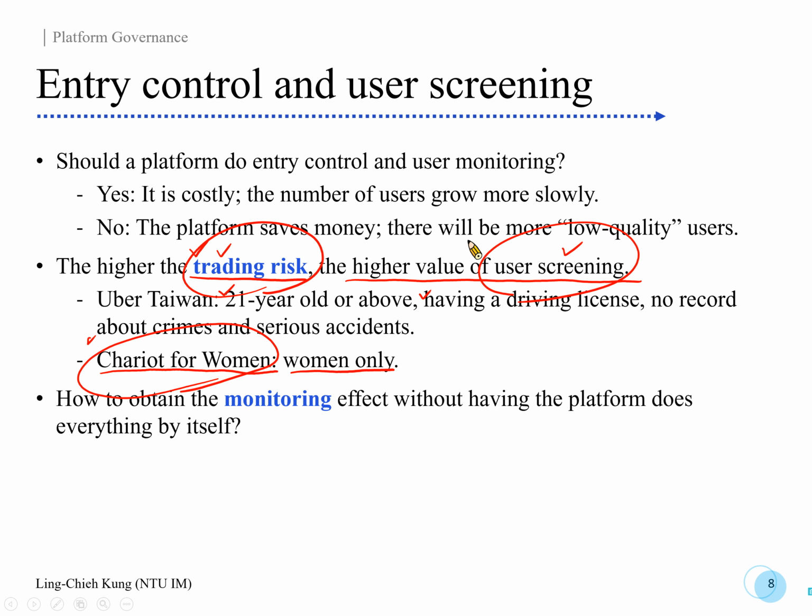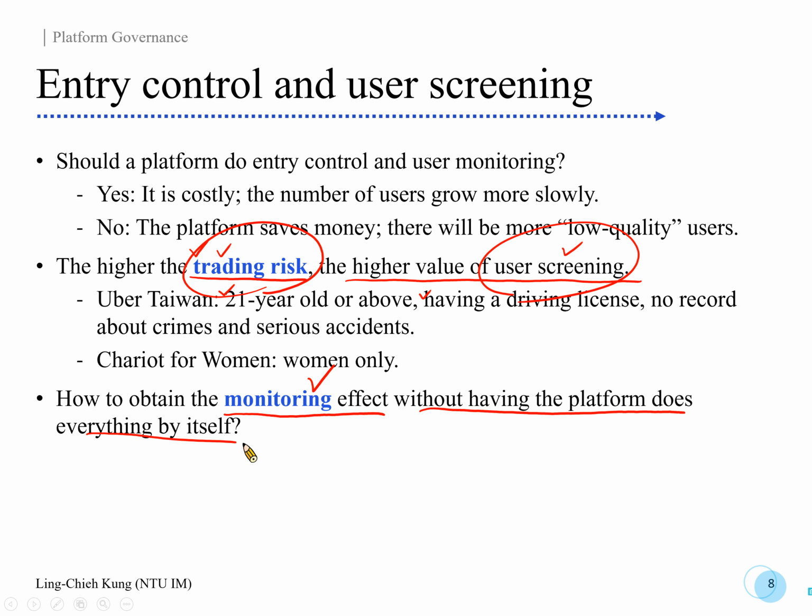So now the issue is, do we have any way to get the monitoring effect, but we don't want to pay that money ourselves? Is there any way to get this monitoring effect without having our platform do everything by ourselves? Well, we may try to do indirect monitoring. We impose some mechanism onto our platform to allow the people on our platform to monitor each other in some sense.